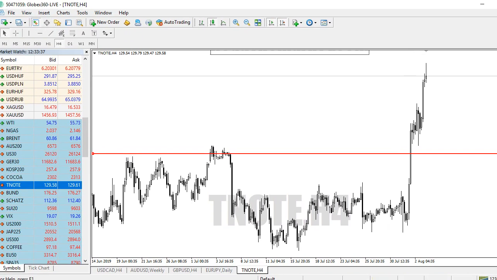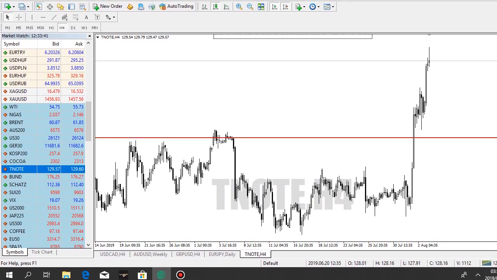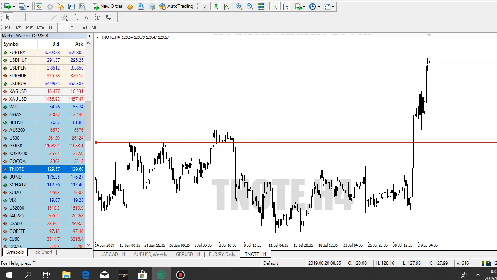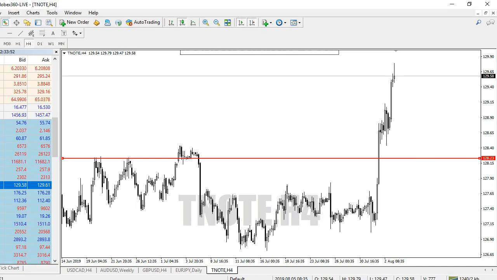So you can see here, it's a nice S&R flip. Basically an S&R flip is when support becomes resistance or resistance becomes support. So this level was broken out here very dramatically. For breakout traders, for a buy, it was a nice one. And then the price decided to consolidate at this point. See, the price decided to consolidate here.